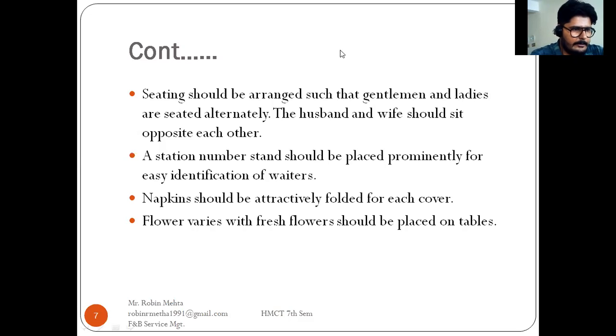Next is flower vases with fresh flowers to be placed on the table. Whenever you are using fresh flowers, you have to change them frequently. Frequently means after 1 day or after half a day, because they may lose their freshness, or they may lose their colors. So try to exchange your fresh flowers very frequently, or after 1 day.